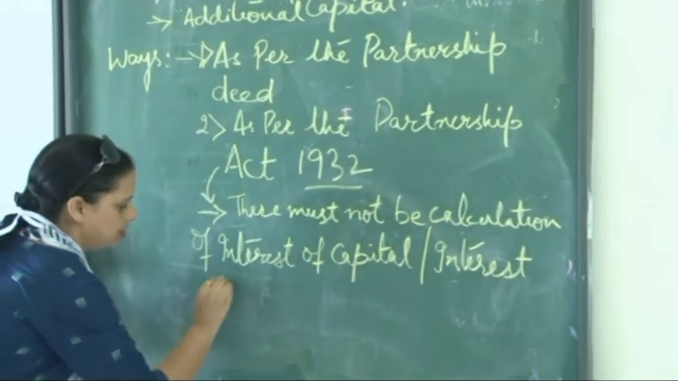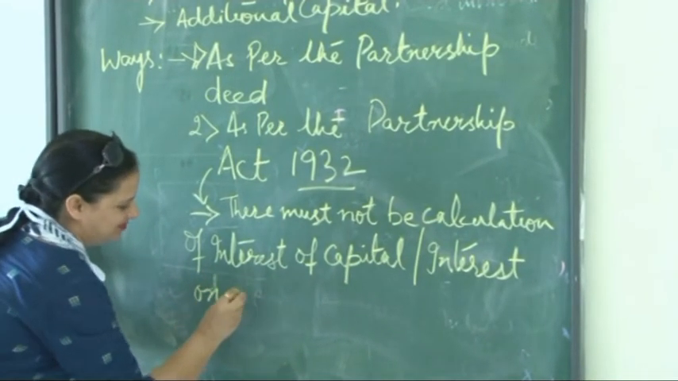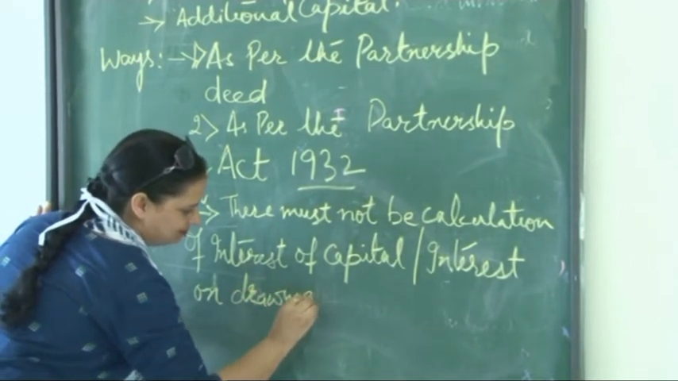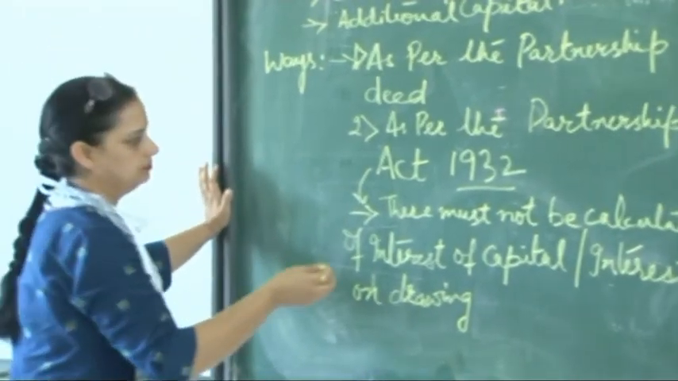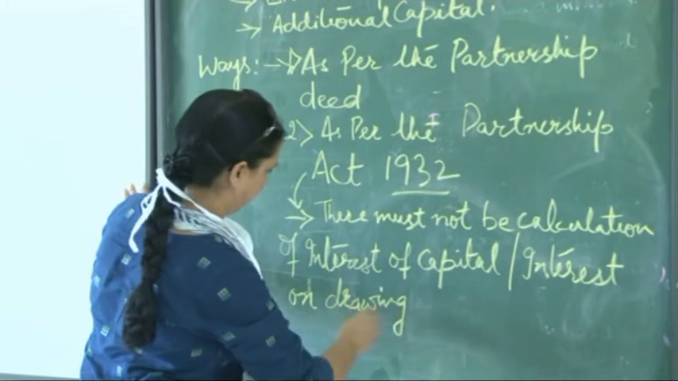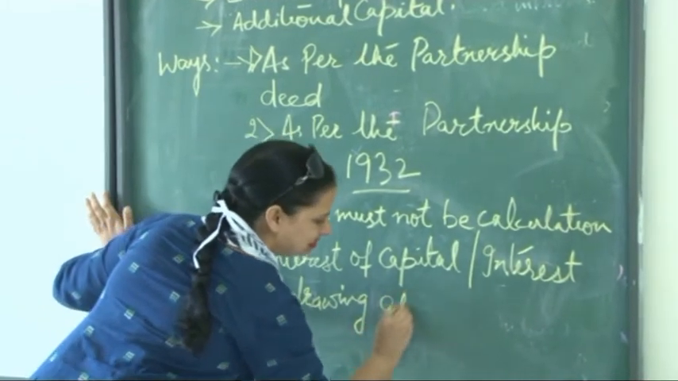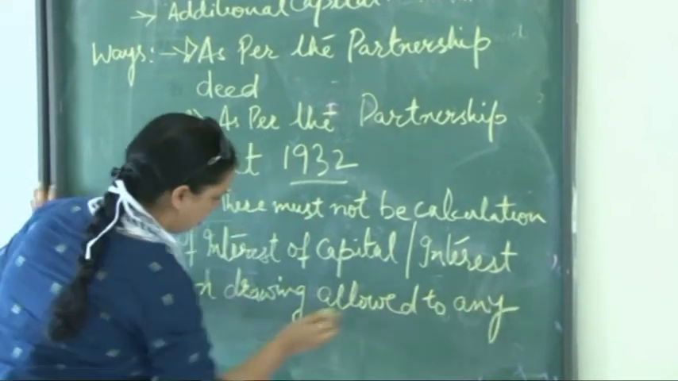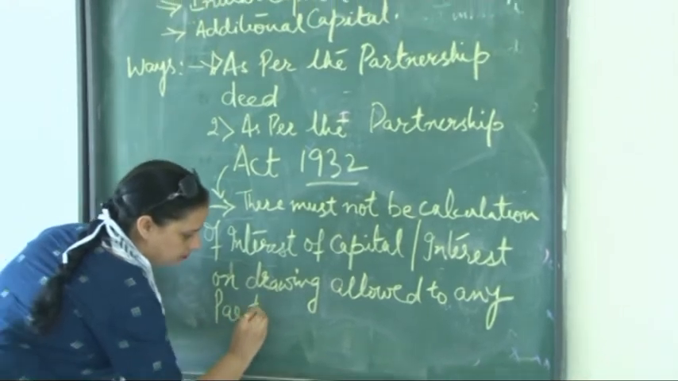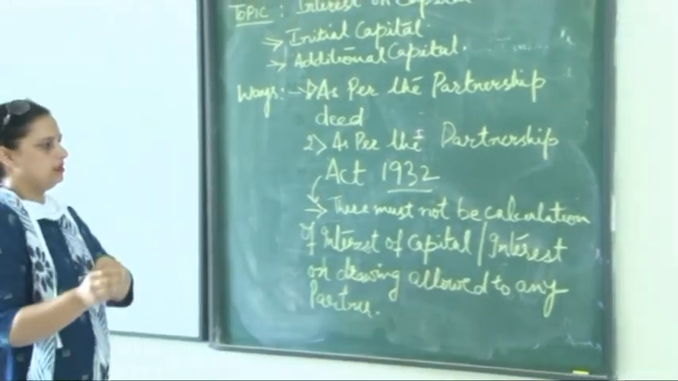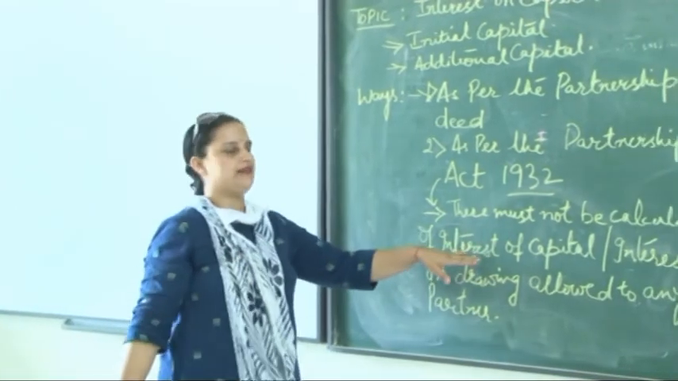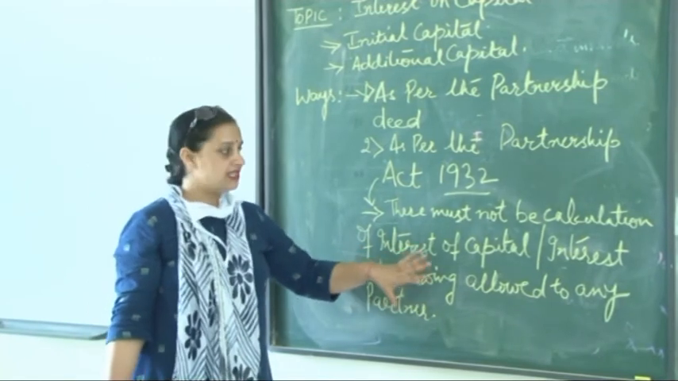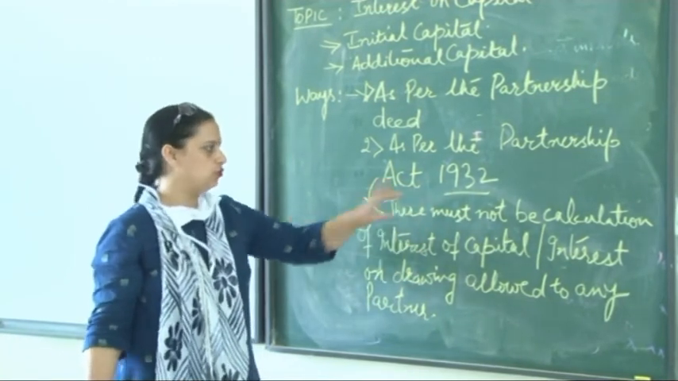or interest on drawing allowed to any partner, which means no partner is entitled to get the interest on capital and the firm is also not entitled to get the interest on drawing. As per the Partnership Act 1932, it is the rule.